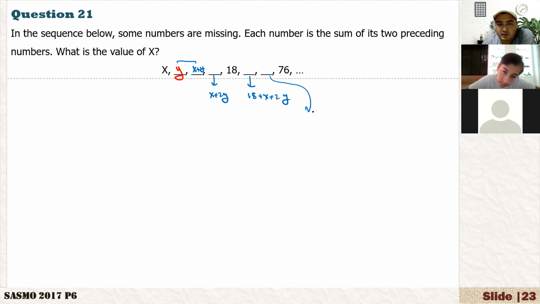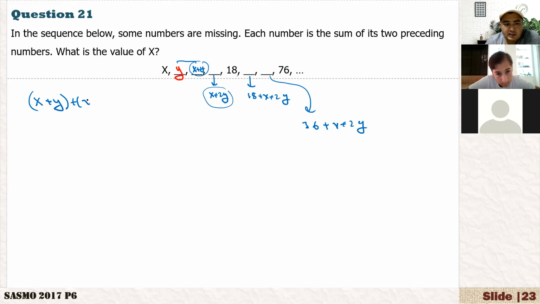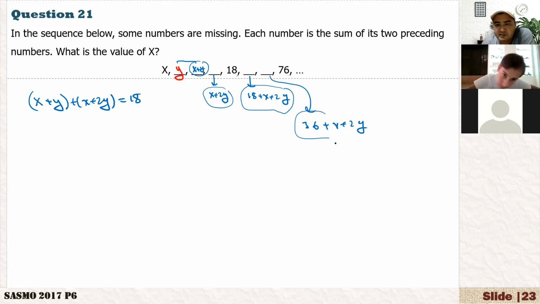And how about this one? That is this number plus 18, so that is 36 plus x plus 2y. So from here, first we need to form our equation: x plus y plus x plus 2y is equal to 18. Now how about 76? 76 is the sum of this number and this number.